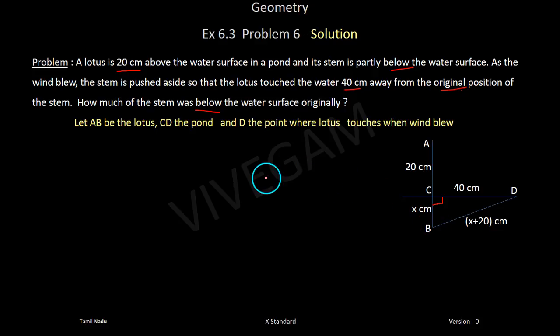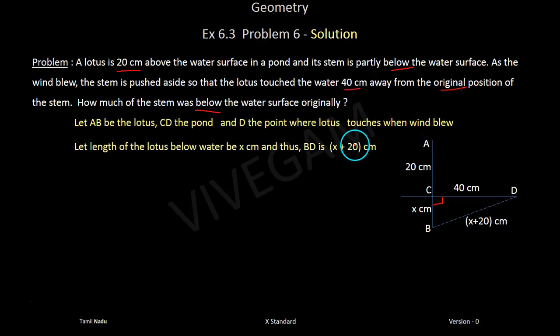So let AB be the lotus and CD the pond, and D the point where the lotus touches when the wind blew. Let the length of the stem below the water be x centimeters. So the total length of the stem is x plus 20 centimeters. Because it is the whole stem which moves, AB will be equal to BD, because this is the new lotus position. The lotus does not change its length, so the original length x plus 20 is the same. BD is x plus 20 centimeters.